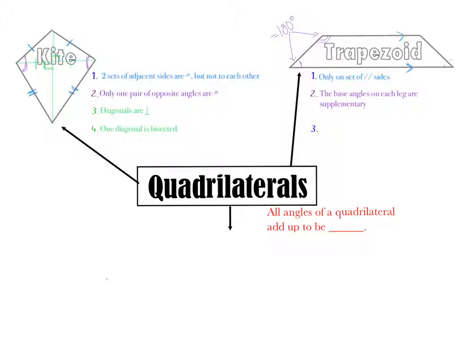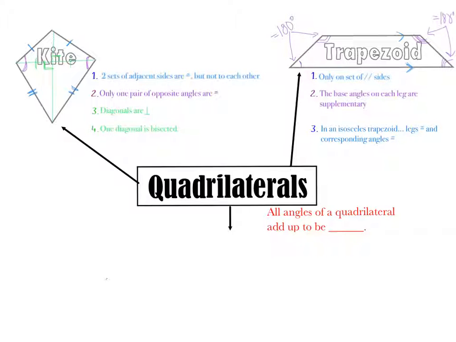That is also going to be true of this angle and this angle. Those are also going to be supplementary angles. Now, unless it's a specific kind of trapezoid, these two angles are not necessarily congruent, and these two angles are not necessarily congruent. That's why I drew 3 and 4 lines here. But the base angles of each leg will always be supplementary.